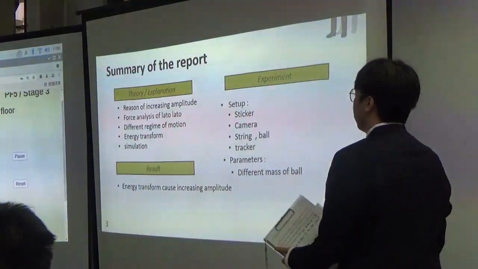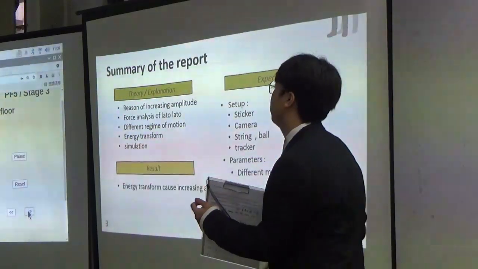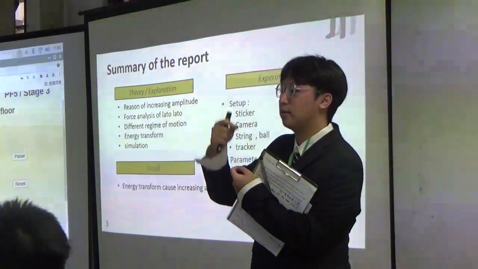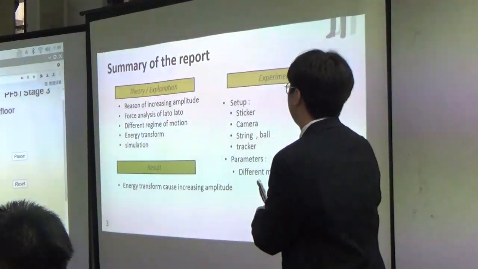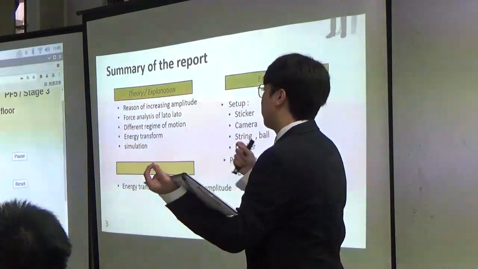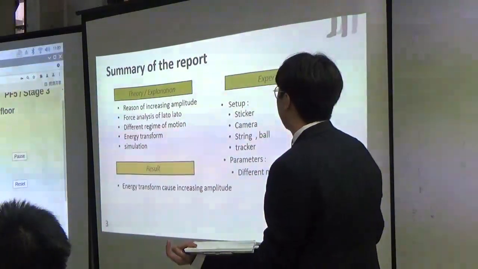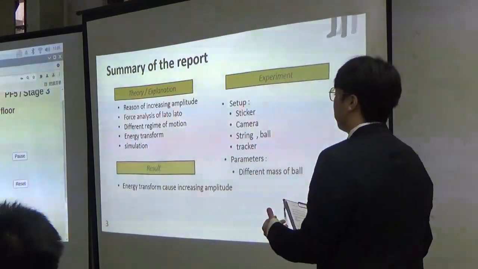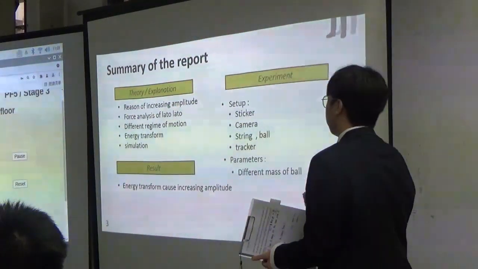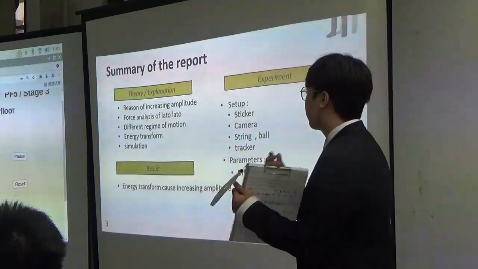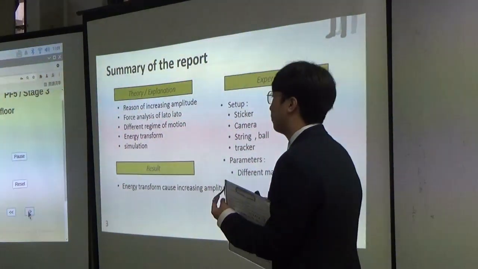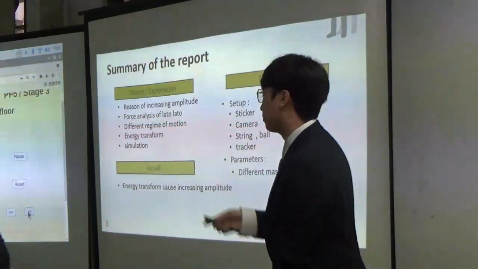Also, for the setup in the report video, they use a sticker to mark the pivot point so you can check that it is very stable, and also use a camera placed at a fixed distance so there is no distortion. They also use a string and balls of the same weight to do the experiment. As for parameters, they use different masses of ball, and the result shows that the energy transfer causes an increasing amplitude between the Lotto and the pivot point.